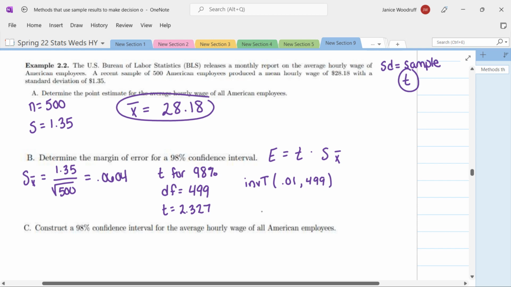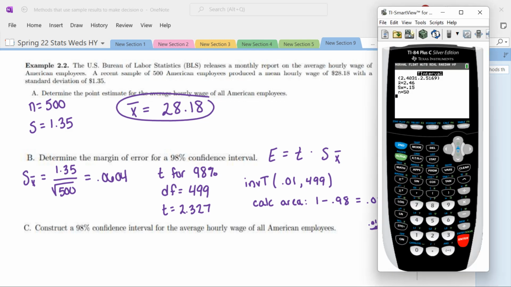Okay, so again, 1 minus 0.98 would give us that 0.02. We would then need to divide that by 2 and put 0.01 because we want to look at both tails. Okay, we want 0.01 over here, 0.01 over here. So let's see if it gives us the same thing. So second distribution, inverse t, area 0.01, 499.